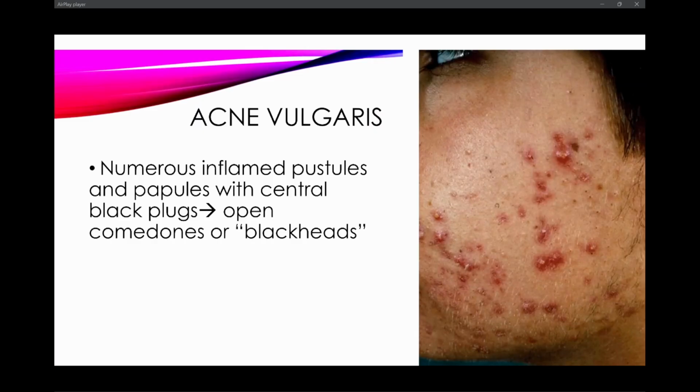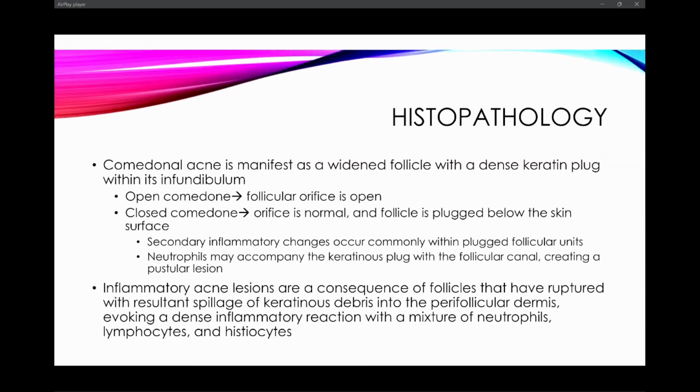So this is acne vulgaris. Numerous inflamed pustules and papules, central black plugs. Some of them have it, just the blackheads just means there's dirt in there. Doesn't mean you're dirty, it just means you have blackheads. Okay? So that's one of them.